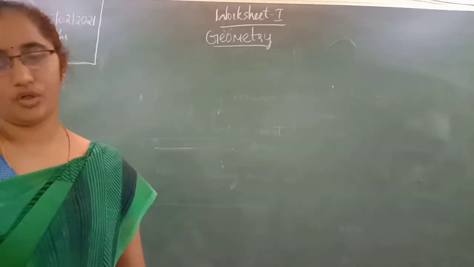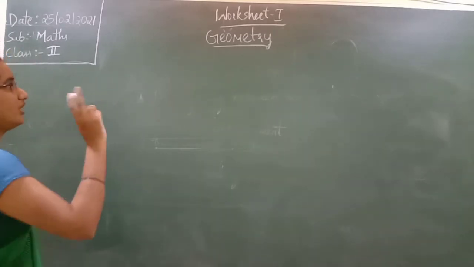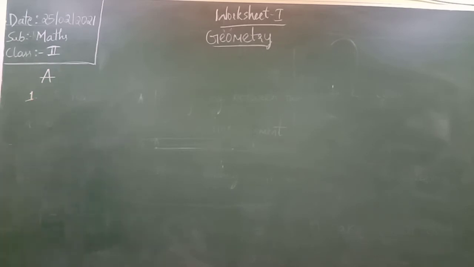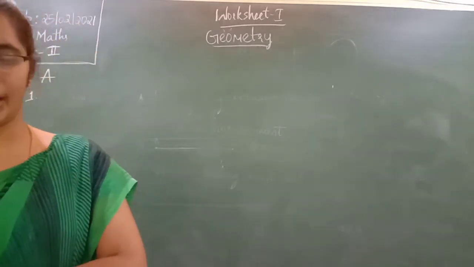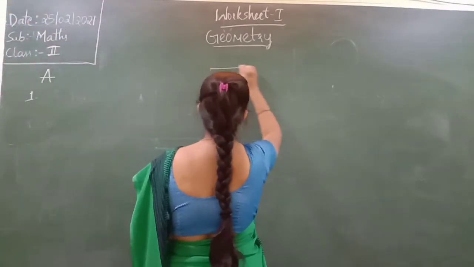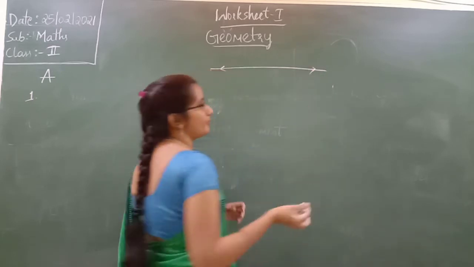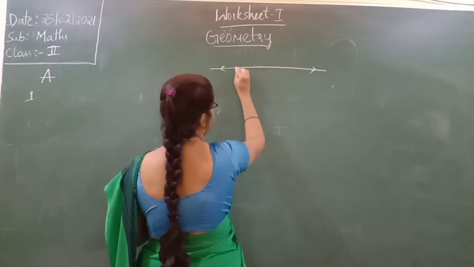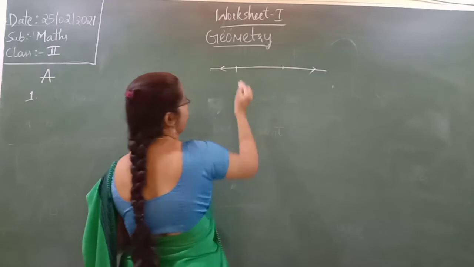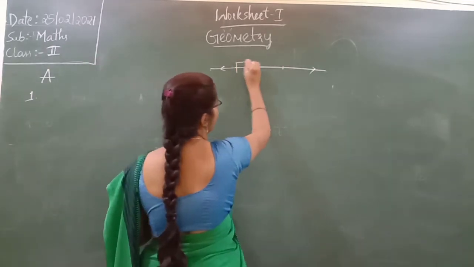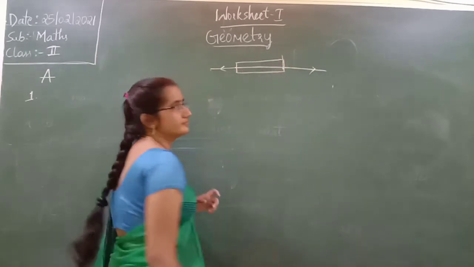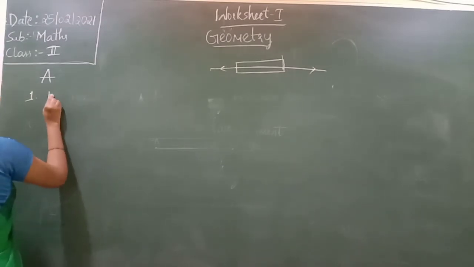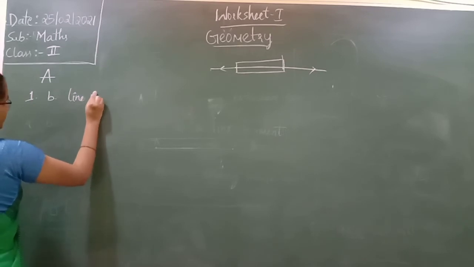Next, take the correct options. In the worksheet of geometry, take the A bit. What is the first one in the A bit? A dash is a small part of a line. There is a continuous line, and there are two points somewhere in between. We call it a line segment. It is the part of the line. So what is the part of the line? Line segment. Option B, line segment.